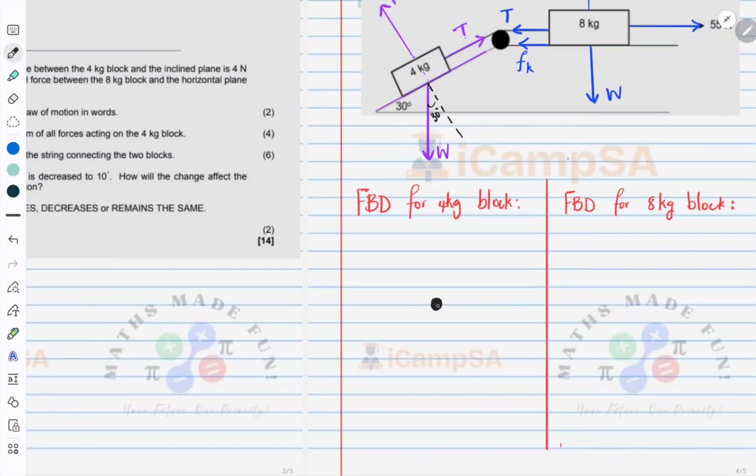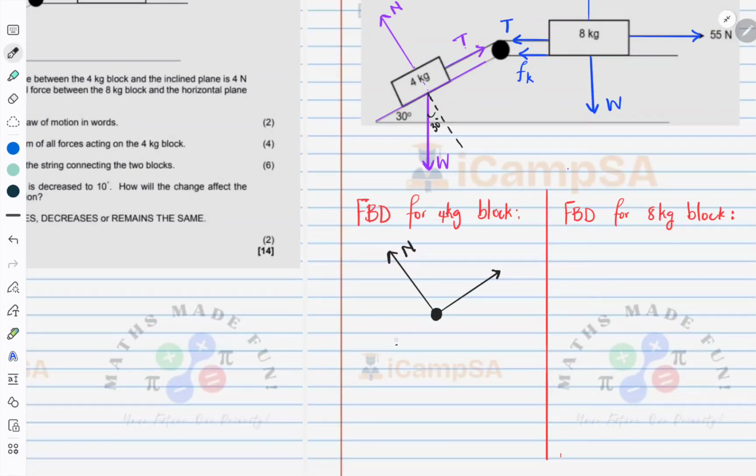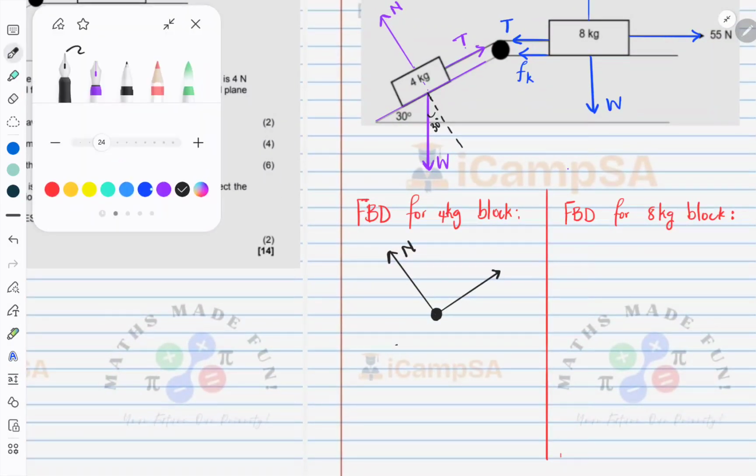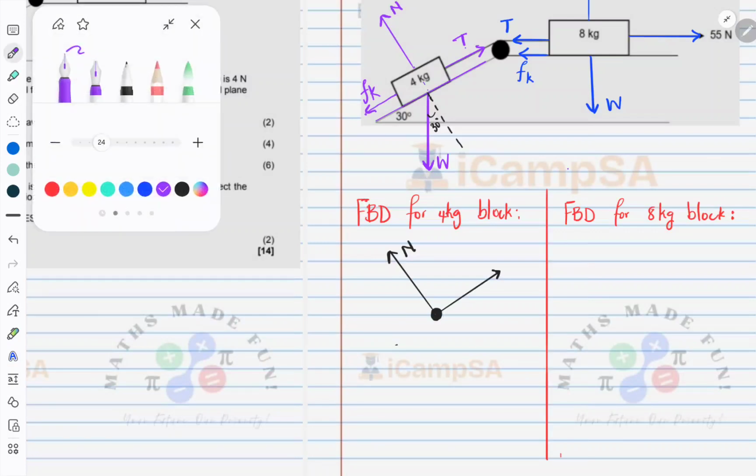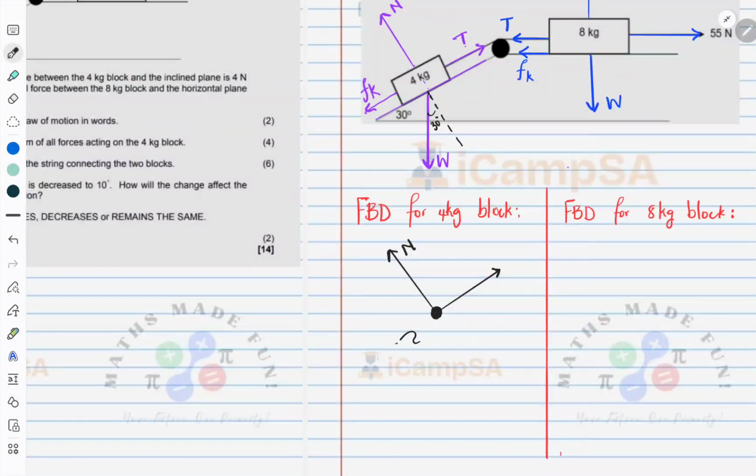Right, so you'll have the tension, you will have the normal force, which is perpendicular to the tension. You will have, oh, we forgot something here. How can we forget? Our friction, which is opposite the direction of motion of this block. That's F. Okay. So then you can have your FK there.